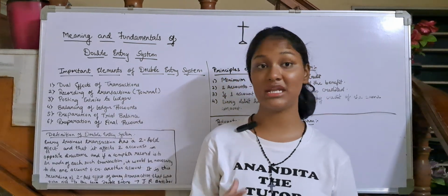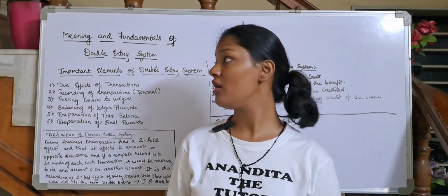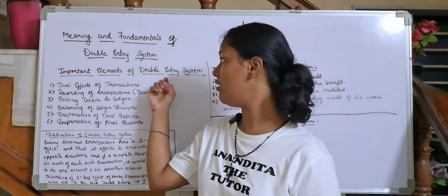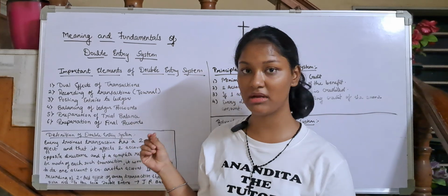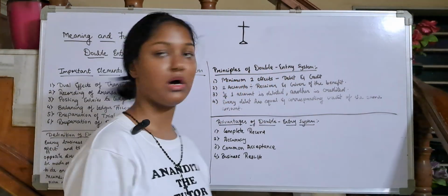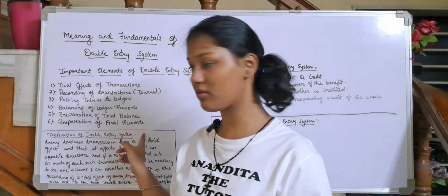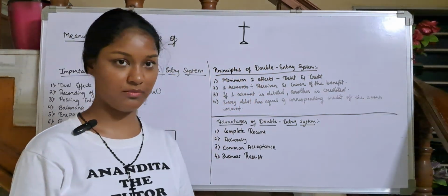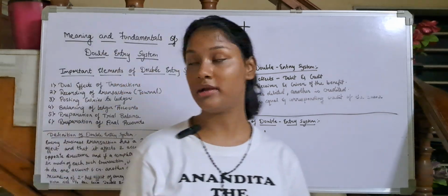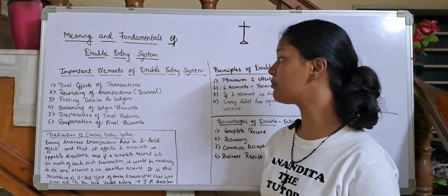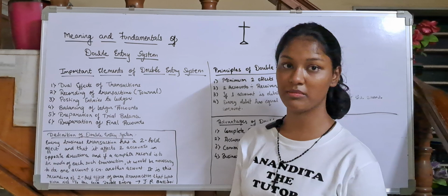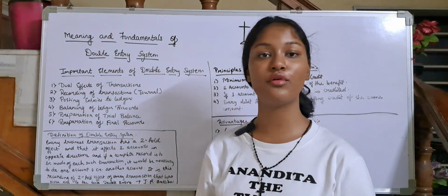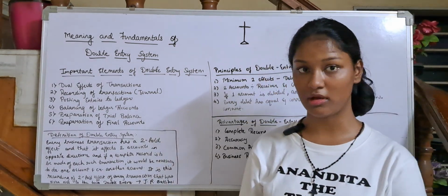Now we have looked in detail at Indian system and single entry system. Now we'll go more in depth into double entry system. So in this video we'll learn about the elements, that is the procedure of double entry system, then the definition of double entry system, and the principles and advantages of double entry system. So let's start. First one is important elements of double entry system. This is basically the procedure of how you go forth for the double entry system.